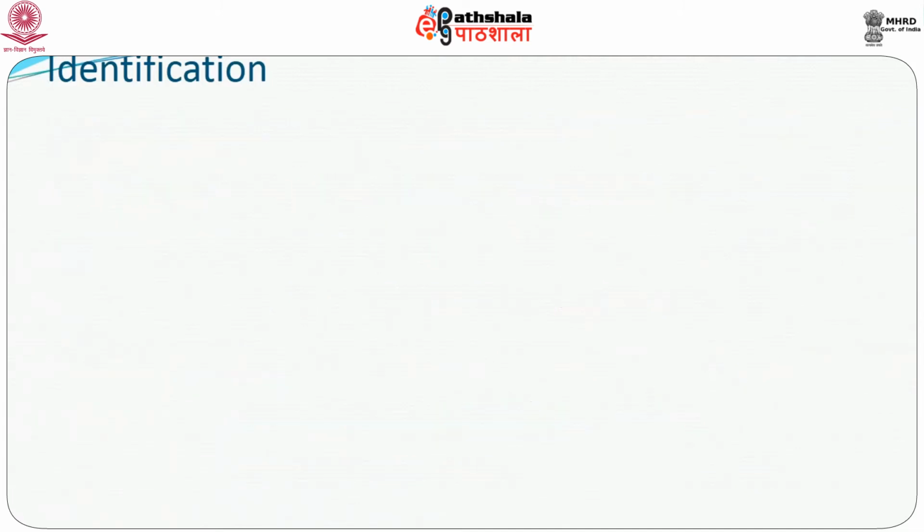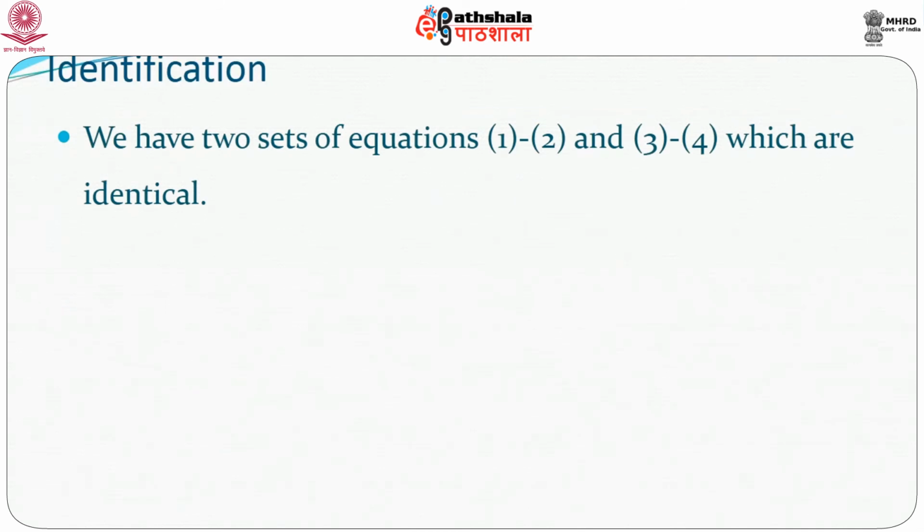Now what is the problem here? Look at equations 1 and 2 and look at equations 3 and 4. 1 and 2 are the state and observation equations in terms of Wt stars and the other parameters, whereas 3 and 4 are in terms of the original Wt's, and they are identical.